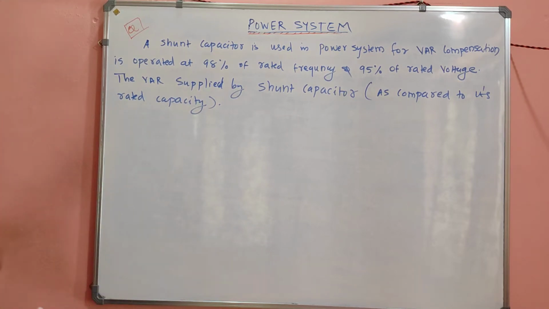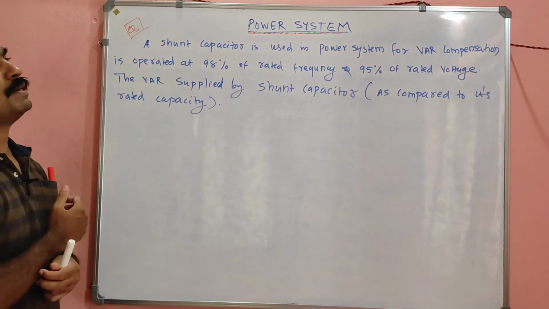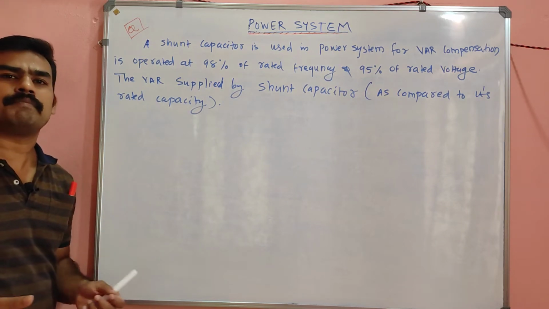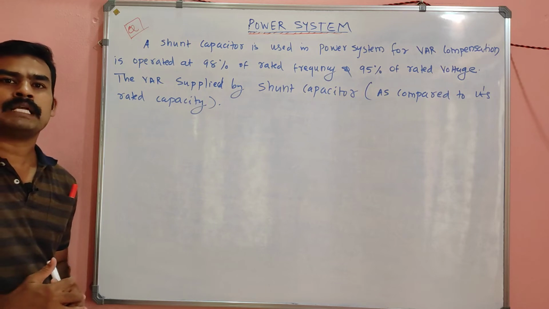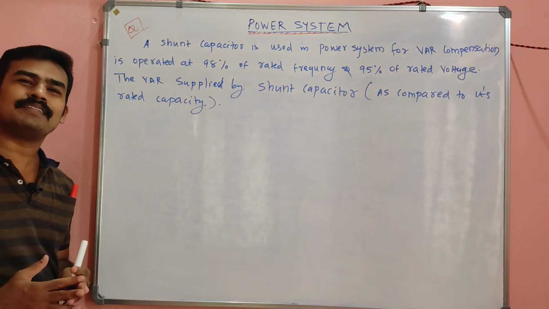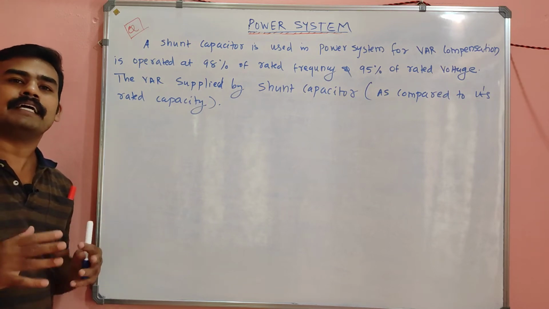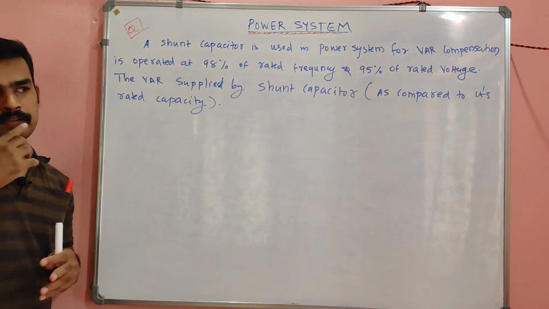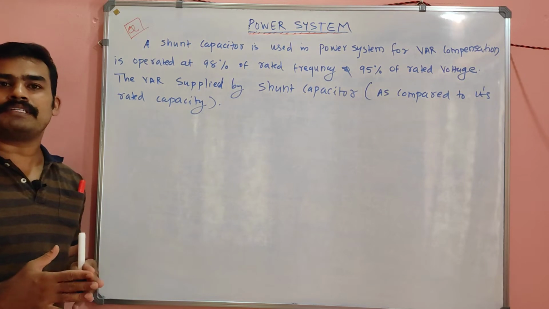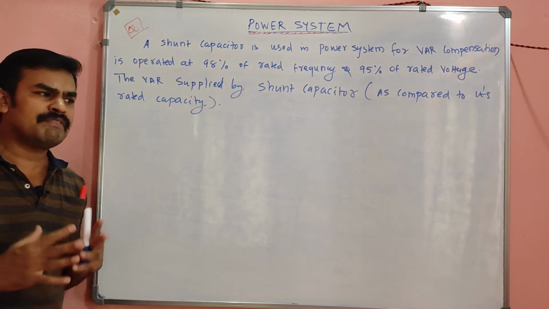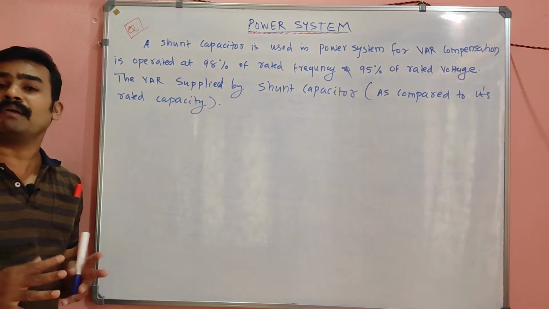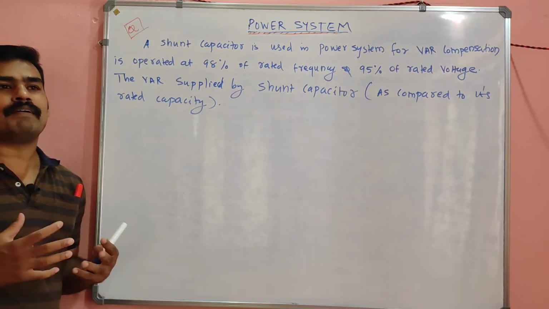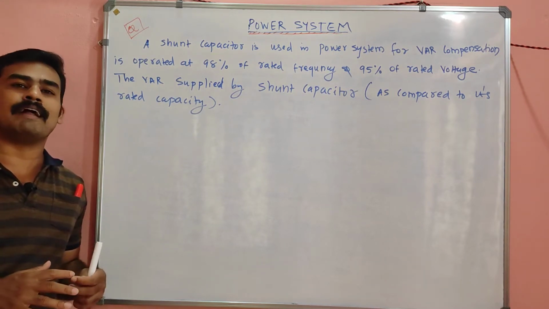See, a shunt capacitor is used in a power system for VAR compensation. So we already know the purpose of a shunt capacitor is to compensate for the reactive power of the inductive element, right? Inductive reactive power is normally lagging in nature, which makes the overall system regulation poor, so more current will be carried by the transmission line.